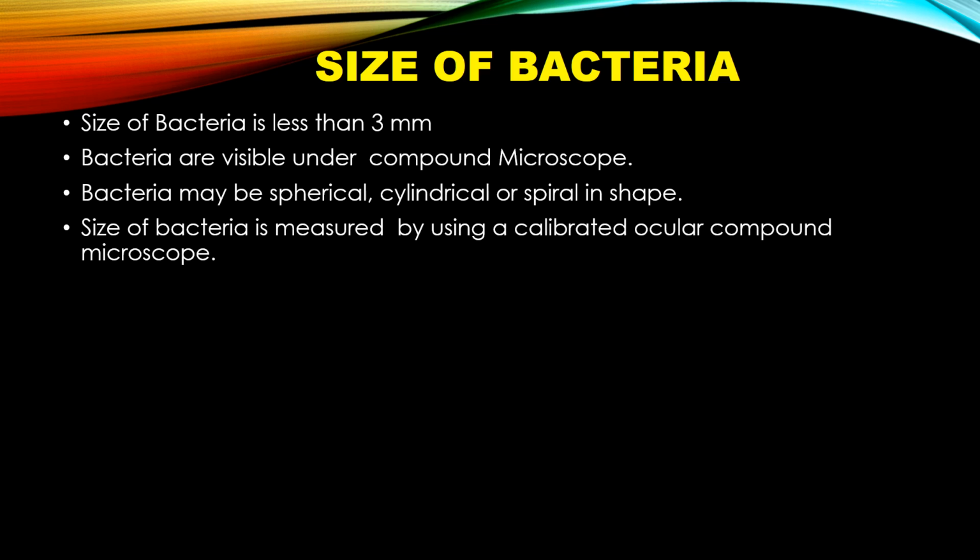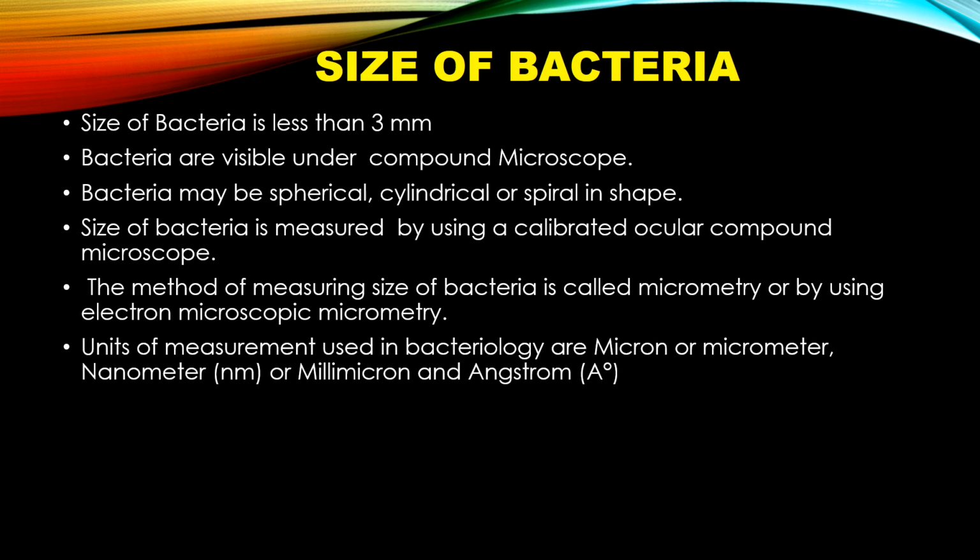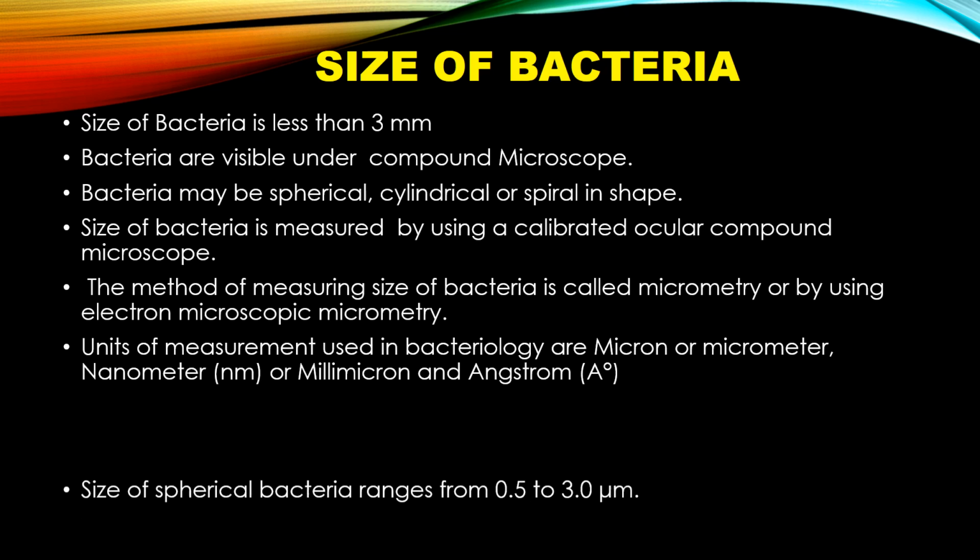The fourth one is that the size of bacteria is measured by using a calibrated ocular compound microscope. The method of measuring size of bacteria is called micrometry, or we can also measure the size of bacteria by using electron microscopic micrometry technique. Further, units of measurement used in bacteriology are micron or micrometer, next nanometer or millimicron, and Angstrom unit.